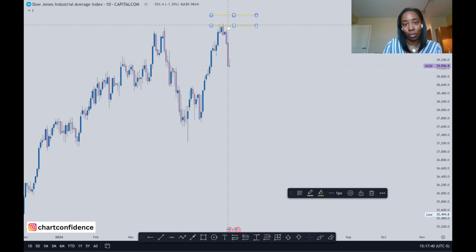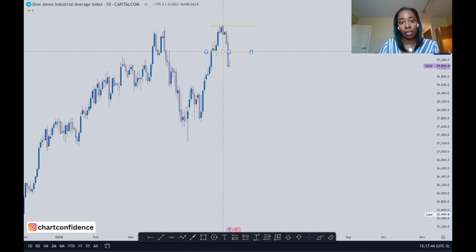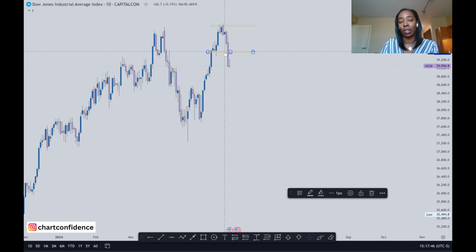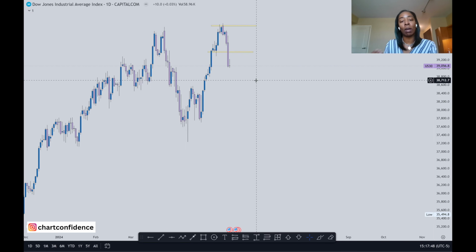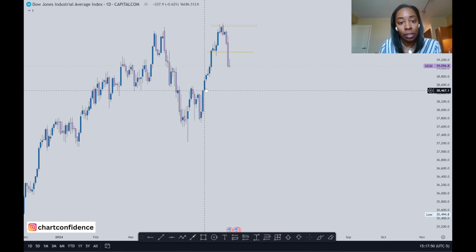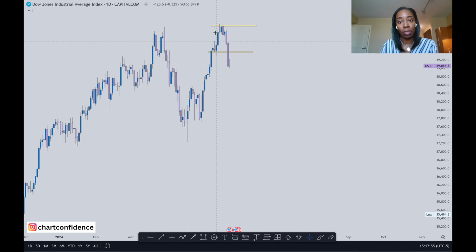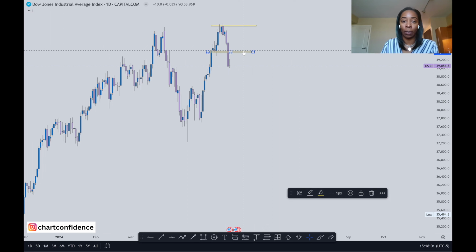So I also want to clone this box and then also mark off this level right here around 39,400. And mainly I want to do that because in this push up here, price did consolidate and form a support here, and then it pushed up, creating higher highs inside of the market from there. So that is a great area.